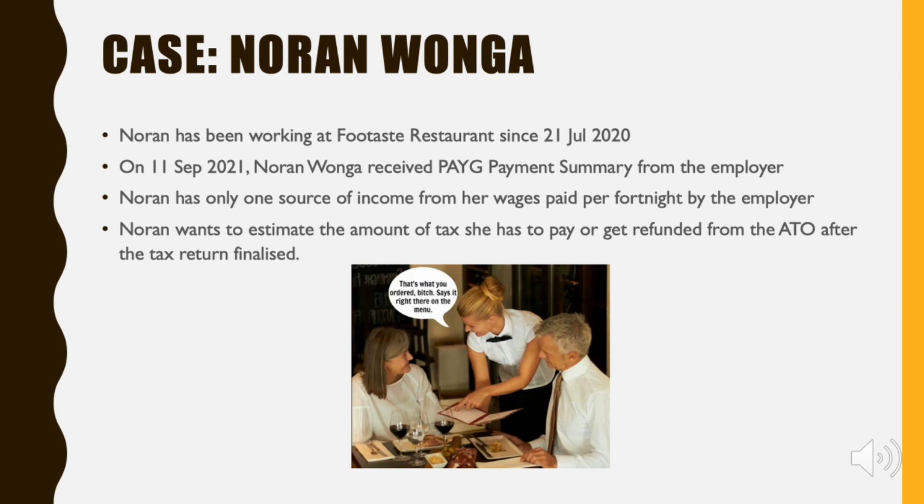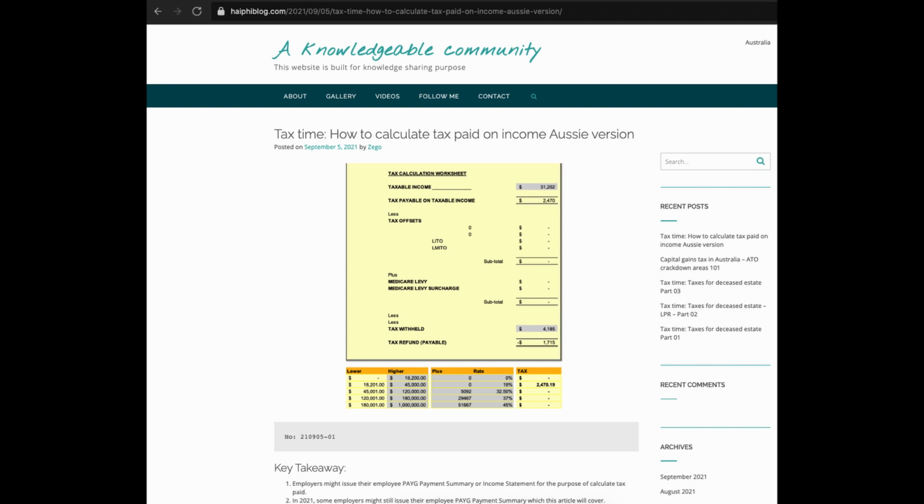Nora wants to estimate the amount of tax she has to pay or get refunded after finalization. So in the following part of the video, we will use the file you can find in the article or by accessing the link in the description of this video to calculate the tax payable or refund based on the gross payment and tax withheld appearing on Nora's Payment Summary.